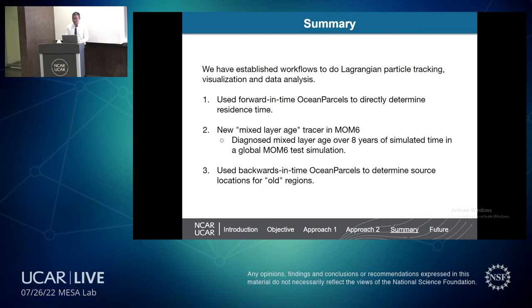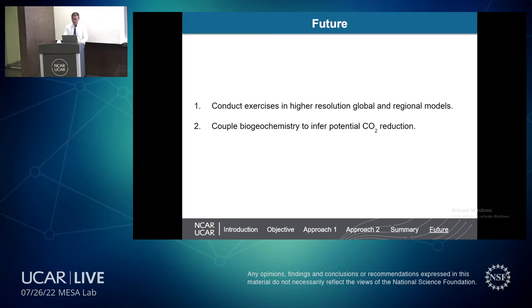Just to sum up, we have established a good workflow to do Lagrangian particle tracking visualization and data analysis. We use forward Ocean Parcels to directly determine the residence time of the surface mixed layer. Then we have a new age tracer in MOM6 that we run for 8 years. Then we use backwards Ocean Parcels to determine source locations for those old regions that we wanted the particles to end up with. In the future, we will conduct a similar exercise in higher resolution global and regional models, just to show more details.